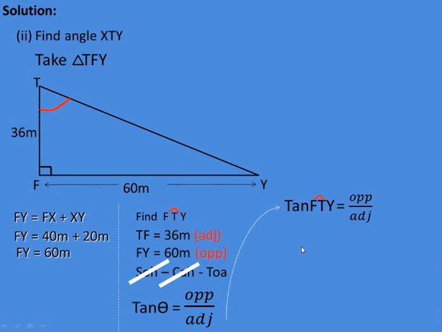Continuing, we are now going to substitute the angle that we require, angle FTY. We replace the opposite with 60 meters, because that is FY, our opposite, and then our adjacent side is the 36 meters. So we have now 60 meters divided by 36 meters. That returns a value of 1.667, written to 3 decimal places. We are going to find the tan inverse for this.